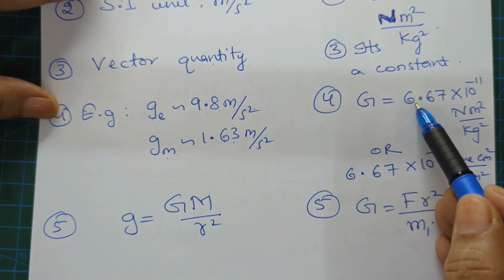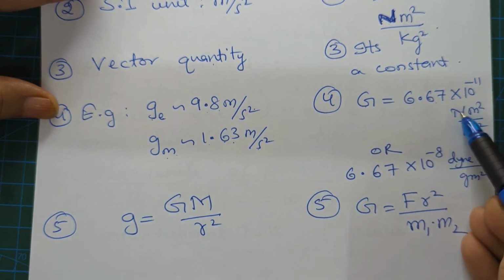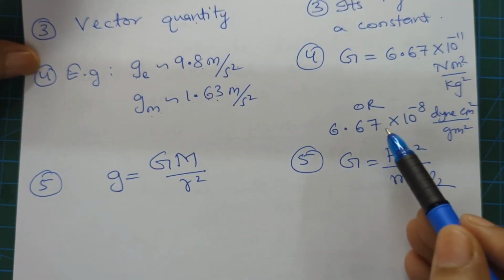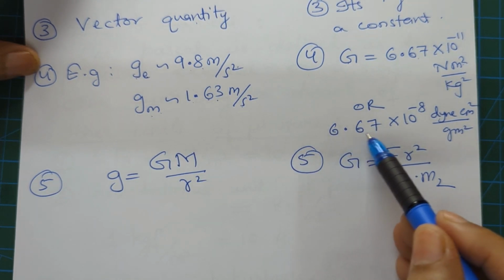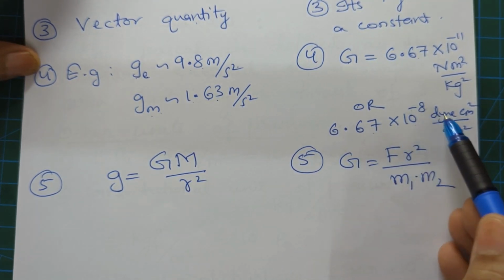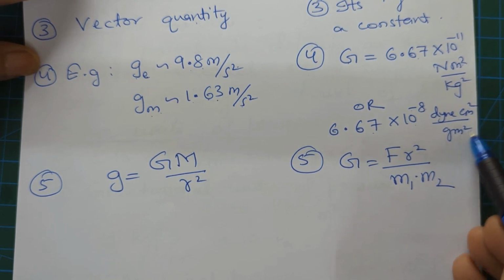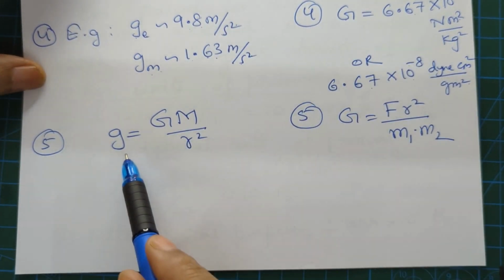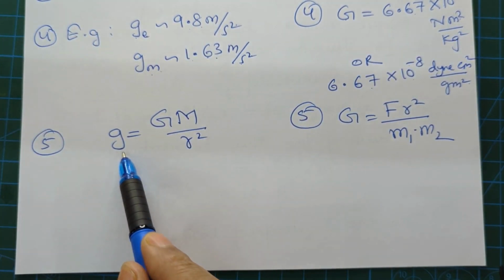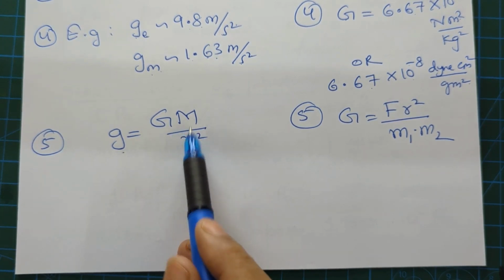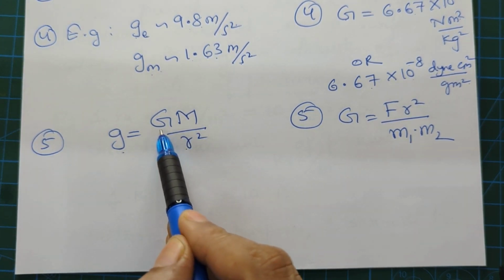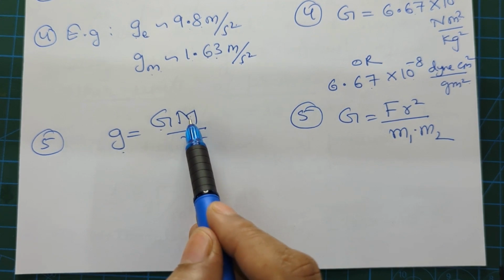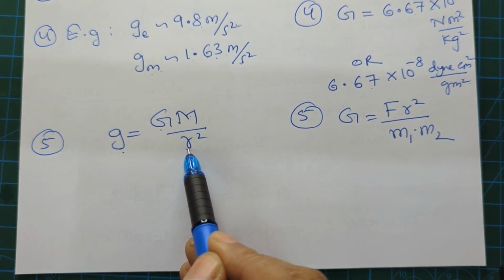Universal gravitational constant is 6.67 into 10 to the power minus 11 Newton meter square per kilogram square, or in CGS system 6.67 into 10 to the power minus 8 dyne centimeter square per gram square. How to calculate acceleration due to gravity? Using the formula g is equal to GM by r square. G is universal gravitational constant, M is mass of the planet, r is the radius of the planet.